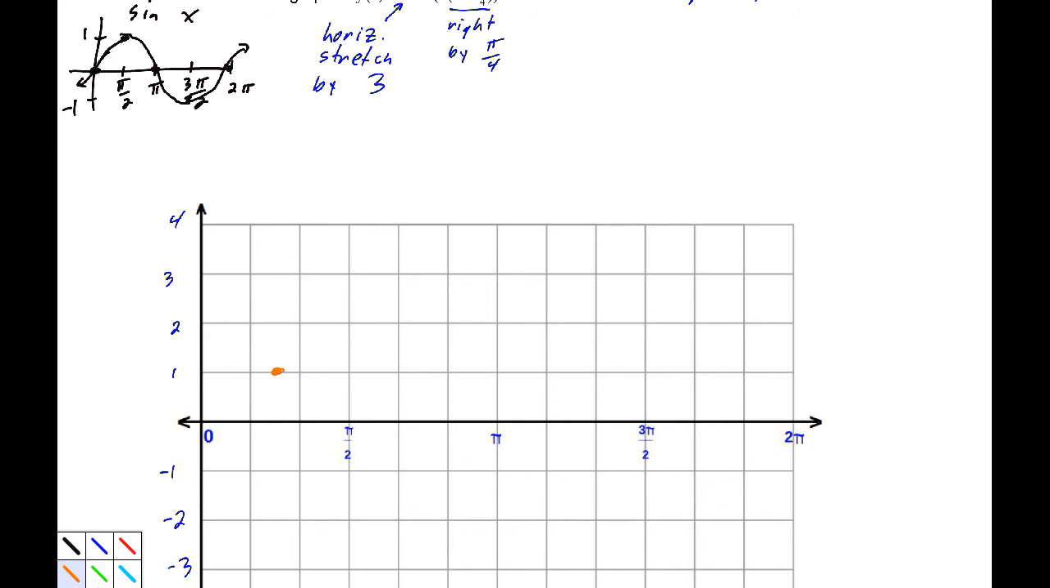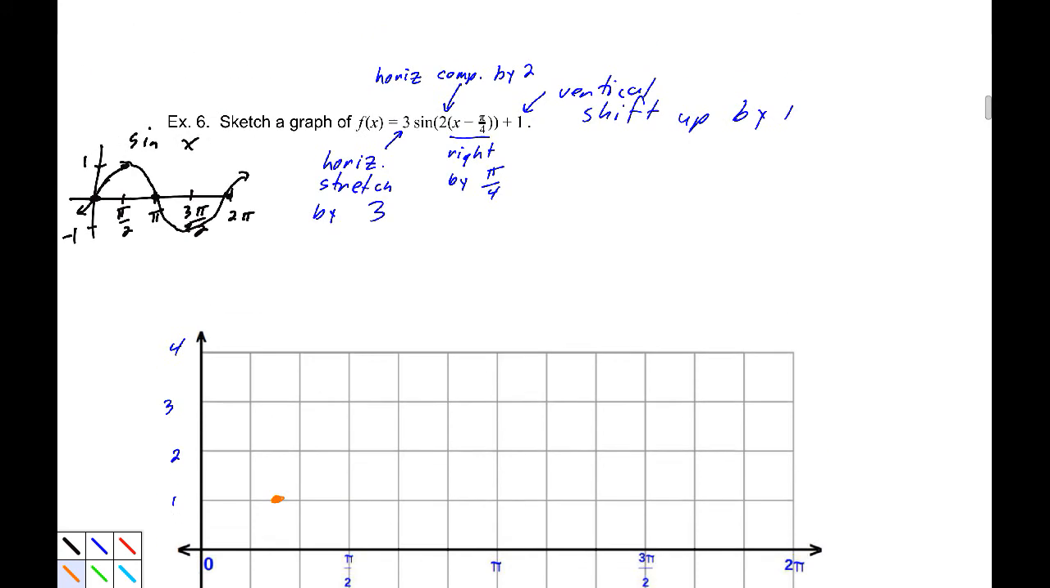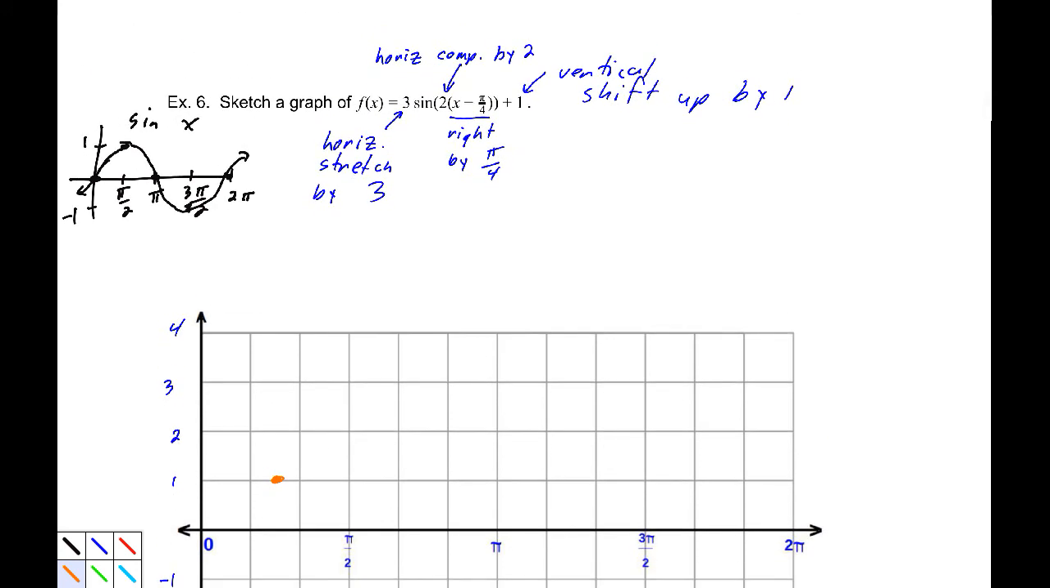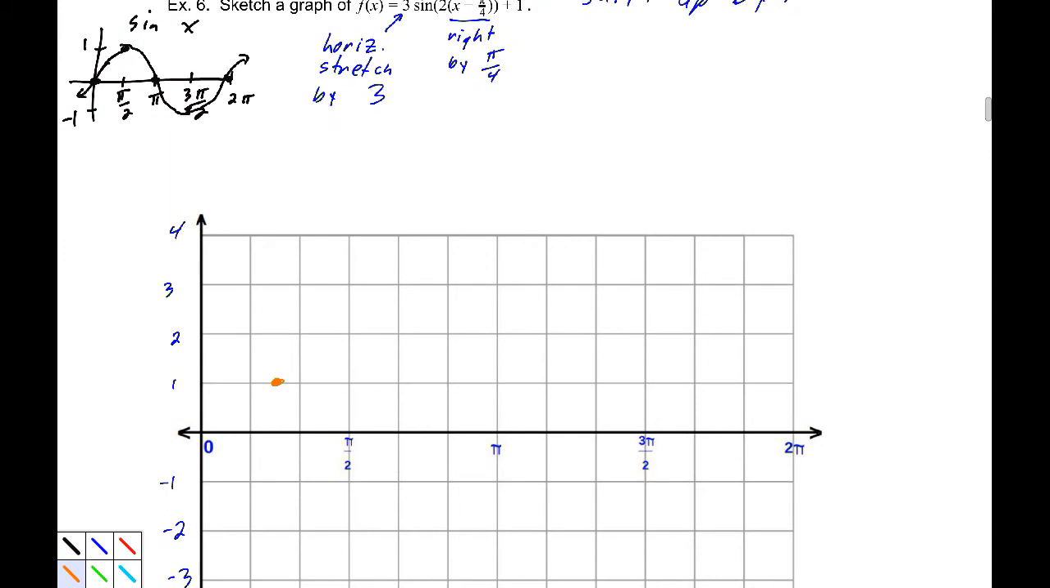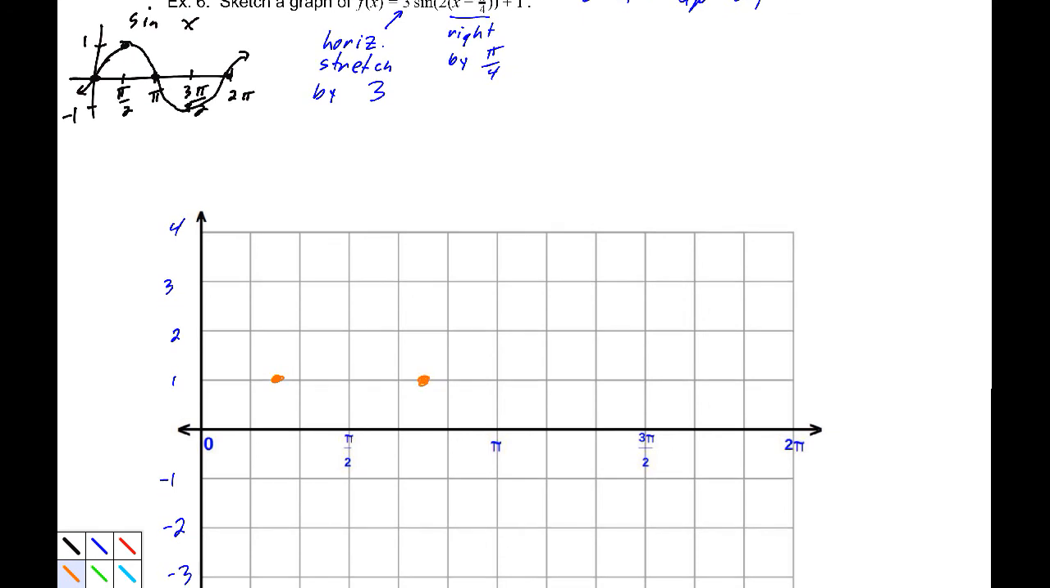Now we know that this had a period of 2 pi, from 0 to 2 pi. Well, because it is horizontally compressed, that is now pi, so it repeats every pi. So that means that if we go over 1, 2, 3, we know it's going to be right here as well, and right here. Now we can deal with our amplitude. We just took care of the horizontal compression. We've already taken care of shifting up and to the right.